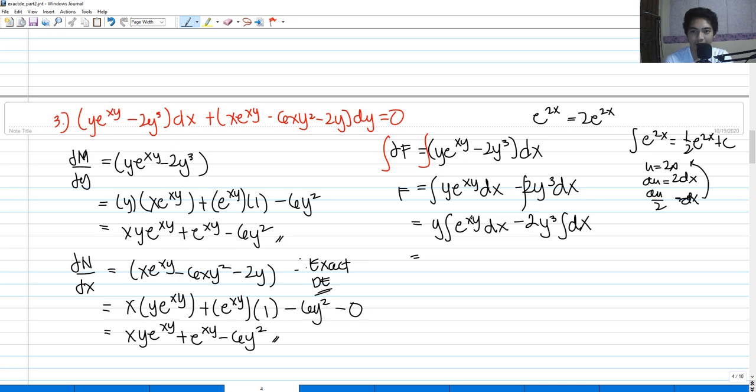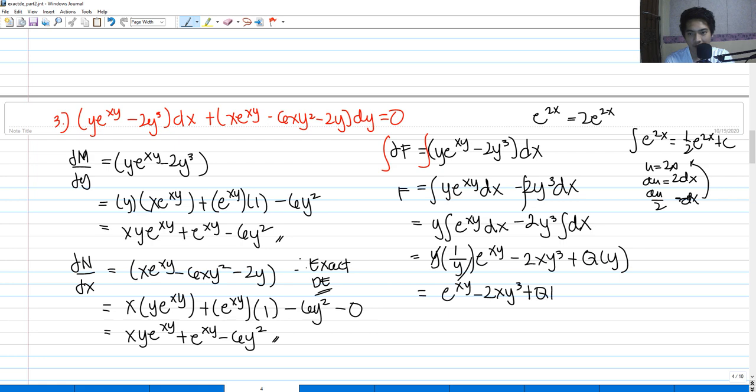So the same principle will apply here. So this would be y multiplied by 1 over y, then we have e raised to xy, minus 2xy cubed plus q of y. So this cancels, so that we have e raised to xy minus 2xy cubed plus q of y for our first f.